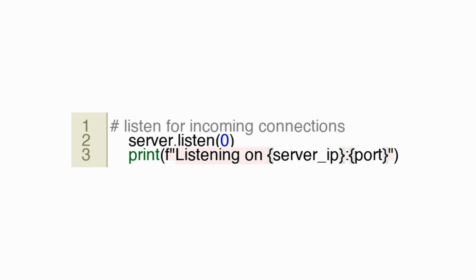The backlog argument controls the size of the queue. By default, this value is set to the system's default, which can be viewed in the proc/sys/net file on Unix systems.